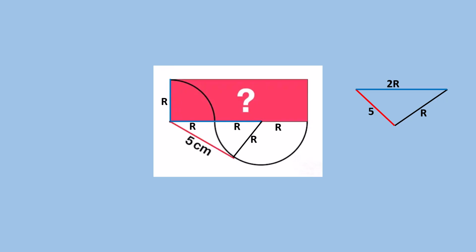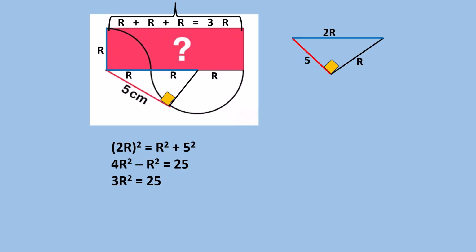So we are getting a right angle triangle as we have shown on the right side separately, where the top side, which is the hypotenuse, is R plus R, that is 2R. R is the radius of the quarter circle and R the radius of the semicircle. The line which we have drawn is also a radius, that is R, and the other side is given as 5 centimeter. Now we can apply the Pythagoras theorem for the right angle triangle.